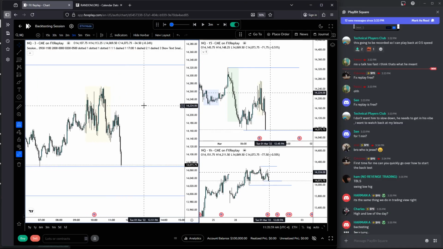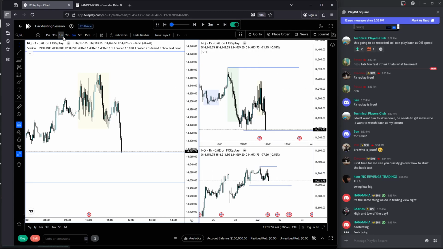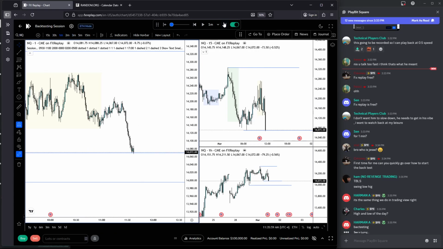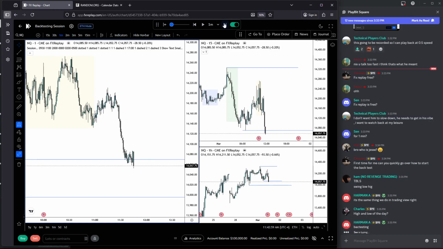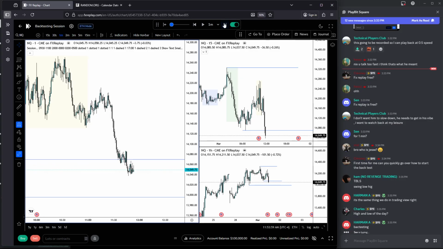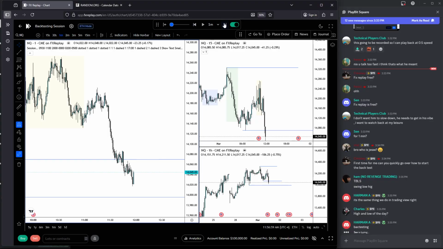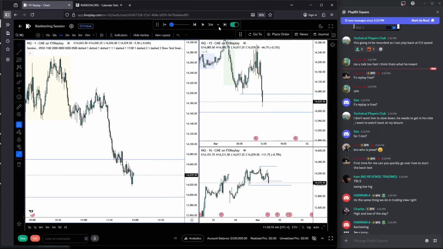Okay, so this is outside New York, but we finally swept that significant level we're looking for. We'll drop down to the 1 minute and look for gaps. Nothing good here. I don't see any good gaps here. Maybe look for the next level to get swept, which is down here now.